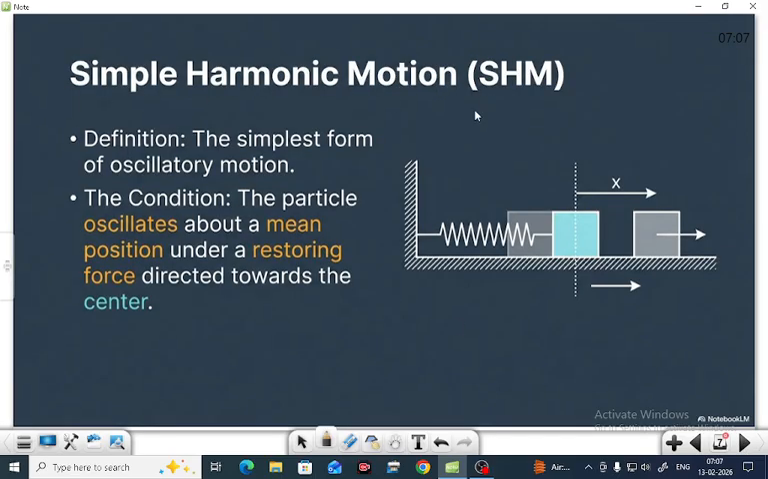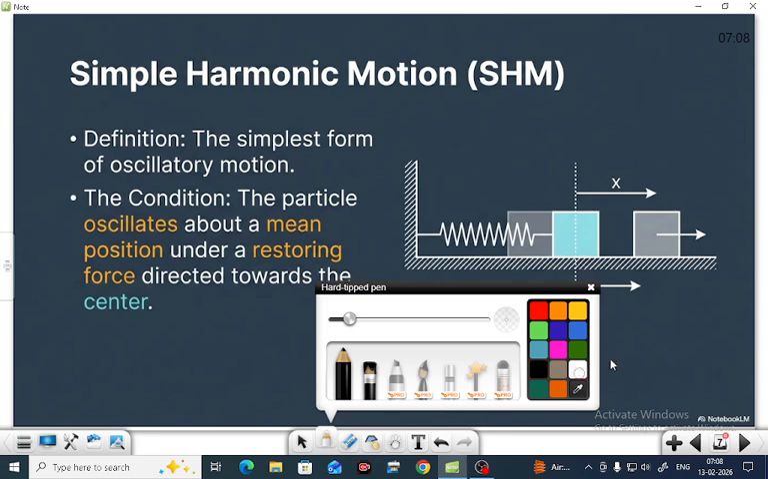Simple harmonic motion, what is that? The simplest form of oscillatory motion. The condition: the particle oscillates about a mean position under a restoring force directed towards the center. The restoring force is always directed towards the center. You can see here that it is directed towards the center only.